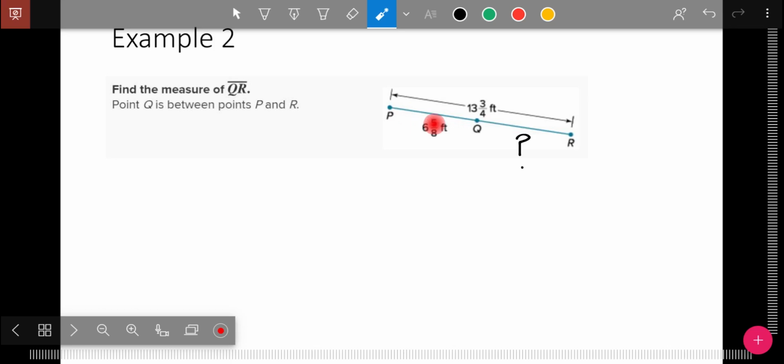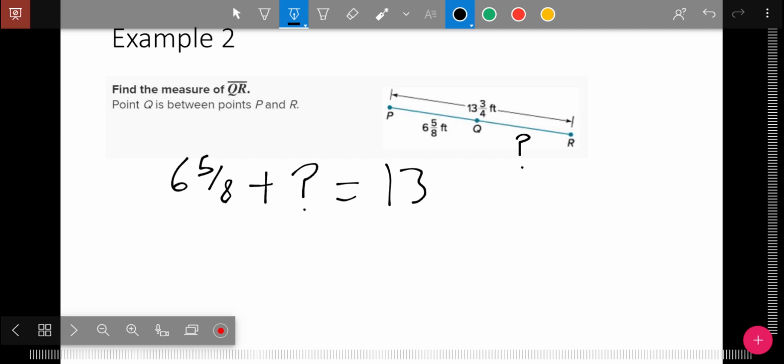I know the first part is 6 5/8. I know the whole thing is 13 3/4. And so through segment addition, I can do the first part plus the second part equals the whole thing. Now, I'm going to plug in QR instead of the question mark.